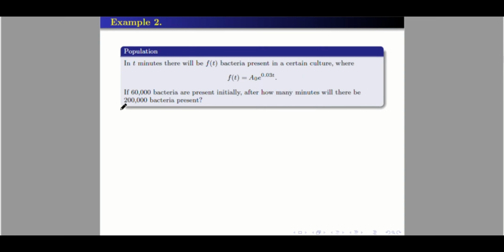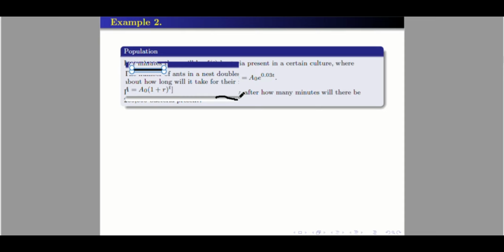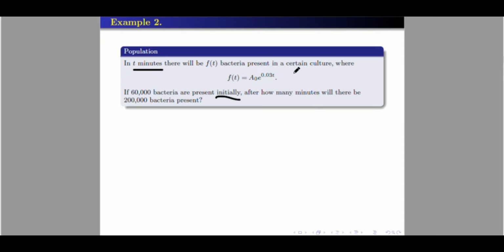Okay, now let's go to example 2. In t minutes, so meaning our time is in minutes, there will be f of t bacteria present in a certain culture, where f of t is equal to a sub 0 e raised to 0.03t. Now, if 60,000 bacteria are present initially, after how many minutes will there be 200,000 bacteria? So we're asked to find time.